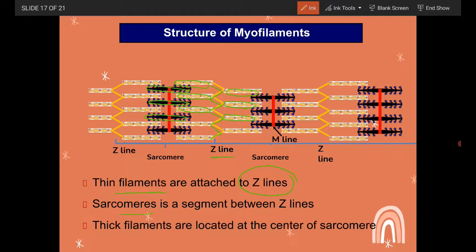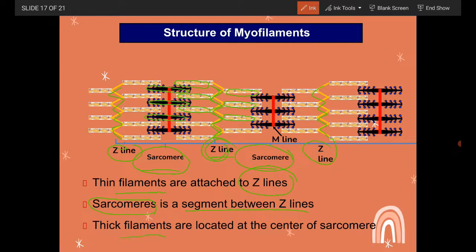And sarcomere is a segment between Z lines. So if you look at this one, this is the Z line and this is the Z line. So in between the Z lines, it is sarcomere. And this one is Z line. So this one is sarcomere again. Z line, sarcomere. Z line, sarcomere.